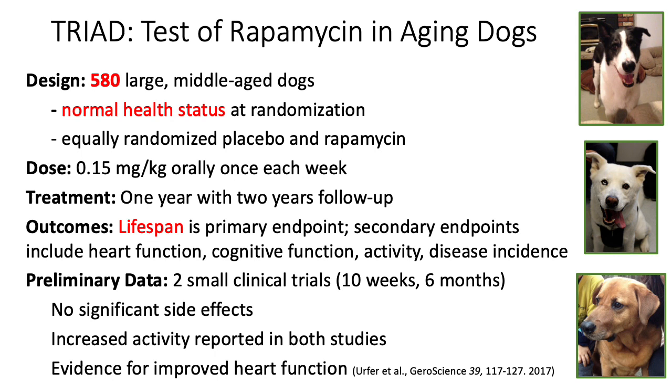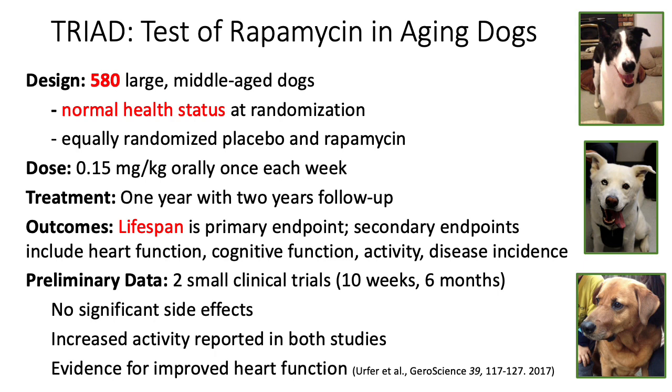Secondary endpoints, we're trying to look as broadly as we can at healthspan. So the dogs get echocardiograms every 6 months. The cognitive assessments every 6 months, we are measuring activity, looking at disease incidence, and really trying to look as broadly as we can at health. And then exploratory endpoints are metabolome, microbiome, epigenome, things like that.